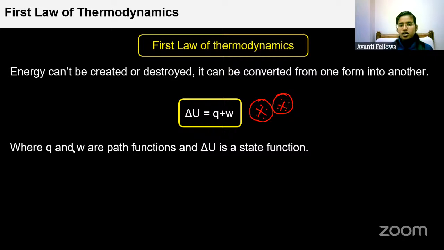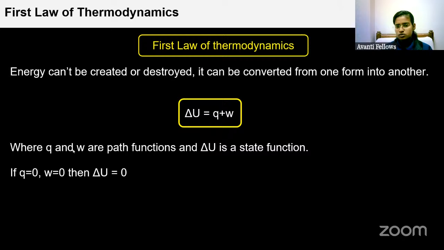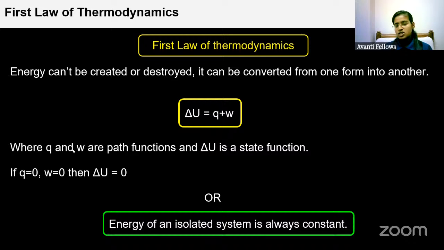Here Q and W are path functions. We have studied examples of path functions, right? Heat and work, these two are path functions. And delta U, internal energy, is a state function. The addition of two path functions will give the state function. If Q is equal to 0 and W is equal to 0, then delta U is also 0, right? If both are 0, then delta U is also 0. So delta U is equal to 0 for this case, for an isolated system.